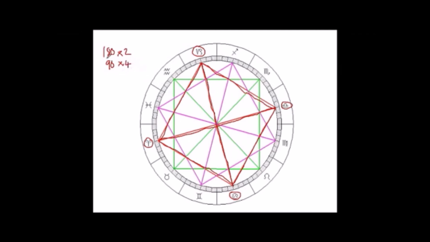Okay, the 180-degree angle is known as the opposition. The 90 is known as the square. So these angles I've shown you, the sextile, the trine, the opposition, and the square, these are the most important aspects. There are others too, but these are the most powerful. And they're often literally called the major aspects.